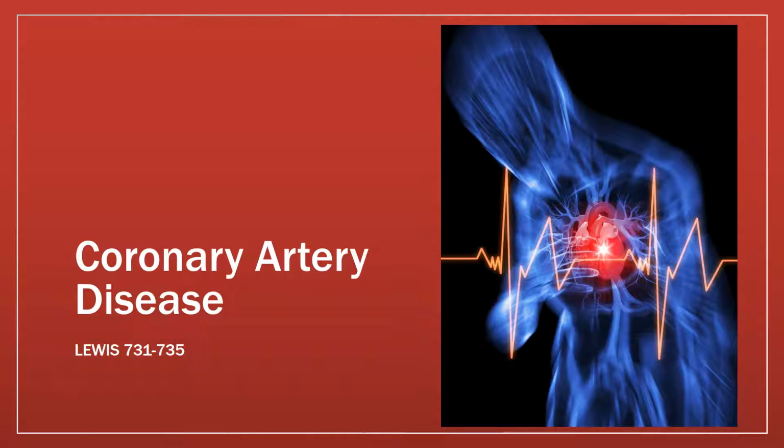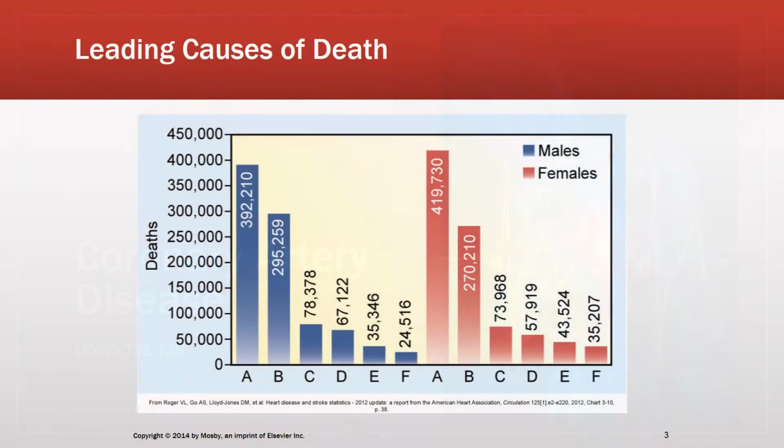You will find the information for coronary artery disease in your Lewis book, 731 to 735. Coronary artery disease continues to be the leading cause of death. It continues to account for the majority of deaths, especially when it comes to cardiovascular disease.